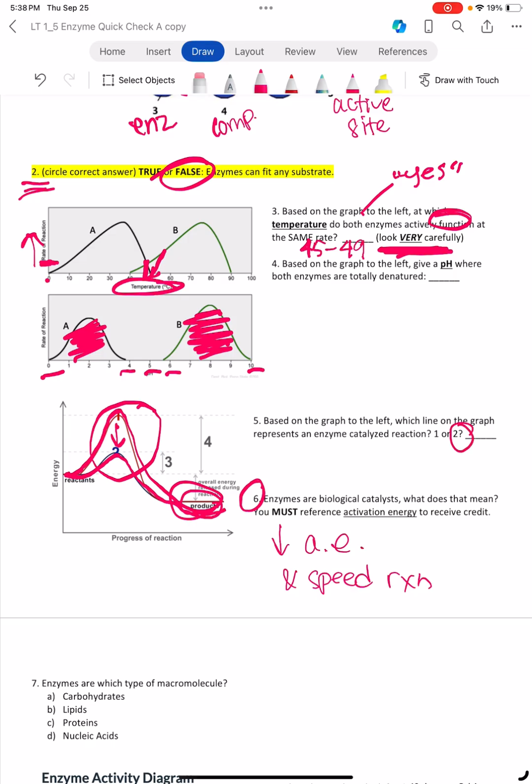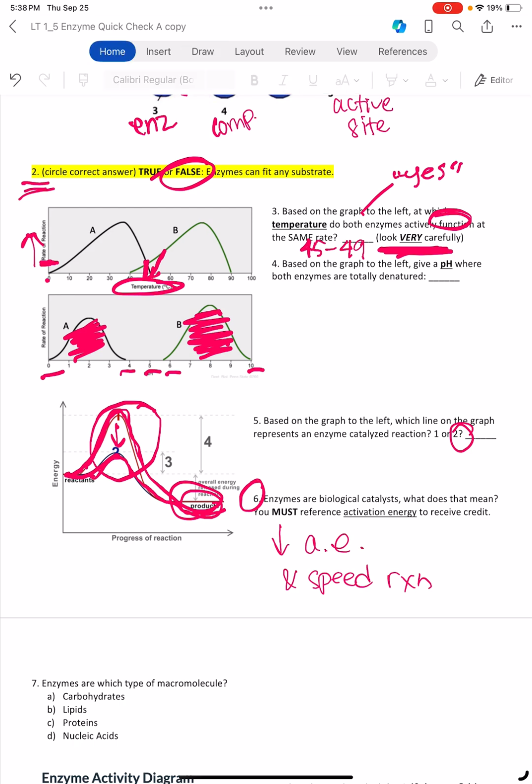So this is actually represented by line 2. So again, enzymes lower that needed energy to get that reaction started, and thus they speed it up because you don't need all this energy. You only need this much to get to your products.